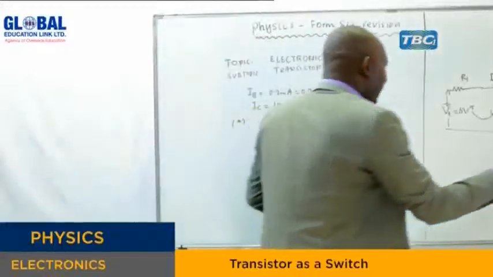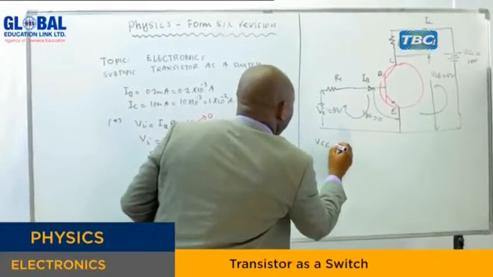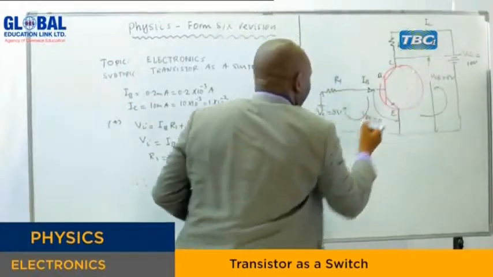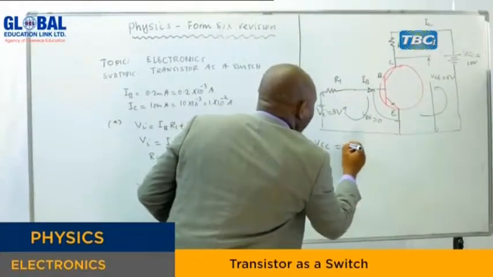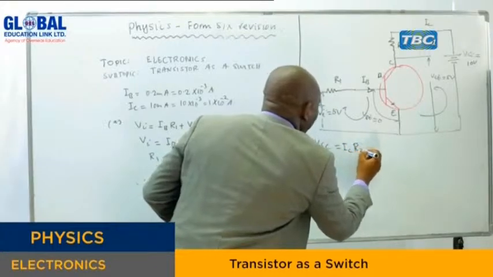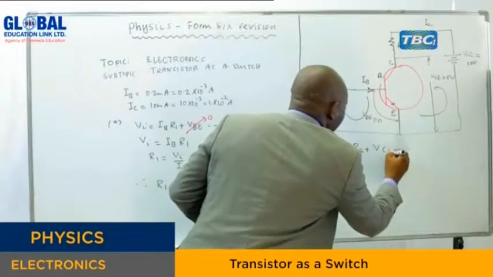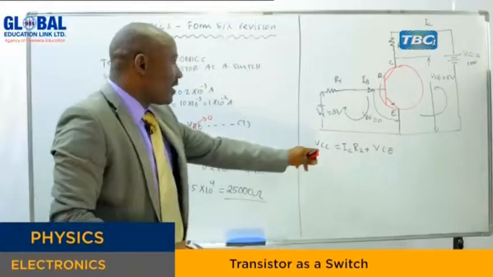You can find R2 from the output circuit. From this circuit, we have VCC equals the voltage across R1.R2, this is the collector current times R2, plus the voltage across this junction, VCE. Our VCC is 10.